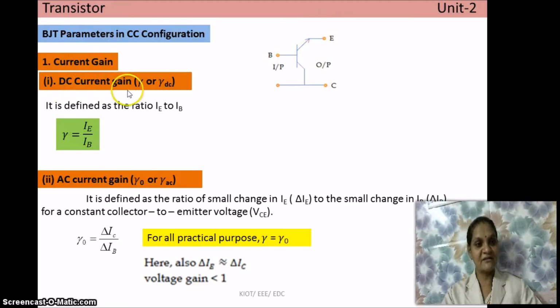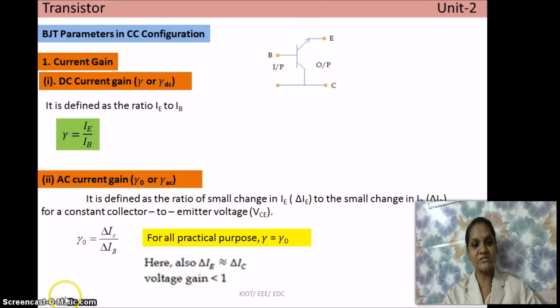So here the current gain is represented by gamma or otherwise gamma DC. This is because this is DC current gain. So the current gain expression, you know, is the ratio of output current by input current. Output current is IE, input current is IB. So gamma can be written like this. Or AC current gain is represented as gamma naught or otherwise gamma AC. This is the current gain in the common collector configuration when it is subjected to AC input. It is defined as the ratio of the small change in the emitter current to the small change in the base current at a constant output voltage.